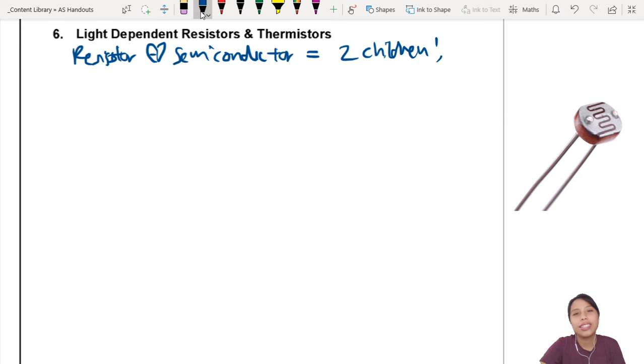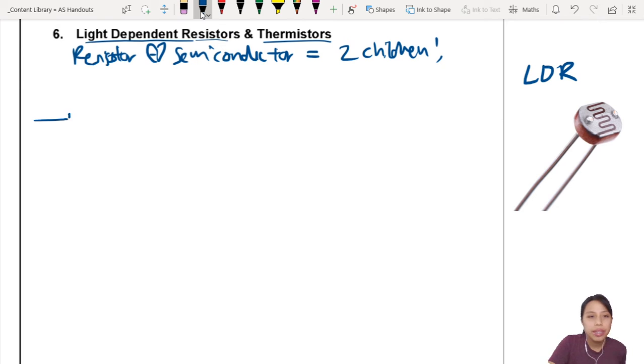The first child is the thermistor. The second child, often forgotten, is the LDR. Also kind of like a resistor but with some semiconductor properties inside of it. So the LDR is on the right side. This is our LDR. Okay, a refresher on what a thermistor is. The symbol looks something like this.